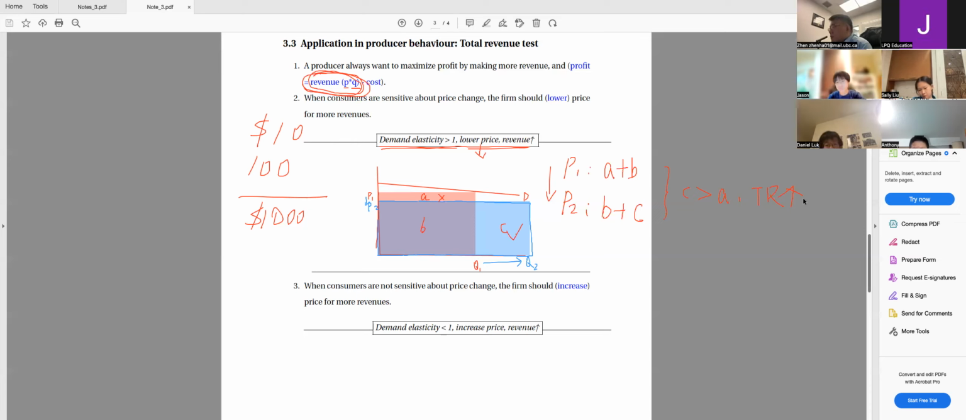So once again, what I proved here is that if you think your targeted consumers, for whatever reason, are people who care about price change, what should you do to make more money? You should try your best to lower your price, to attract more consumers, so then you can make more money. Any questions?